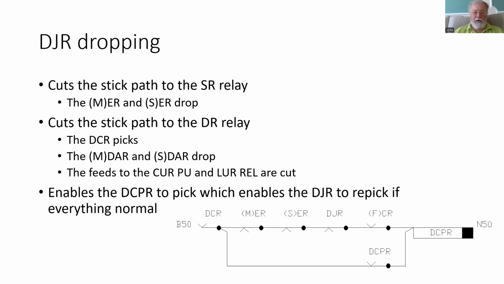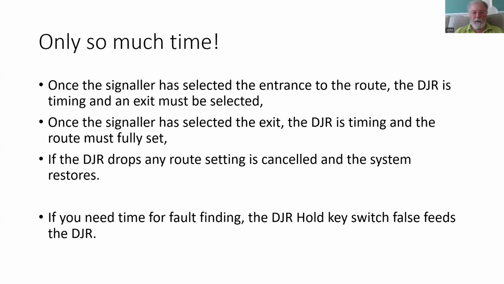The MDAR and SDAR also drop, and the feeds to the CUR pickup and LUR release lines are cut at both the entrance and exit. And with all those relays resetting, that enables the DCPR that we started with to repick, enabling the DJR to repick if everything is normal. So the DJR provides a period of time.